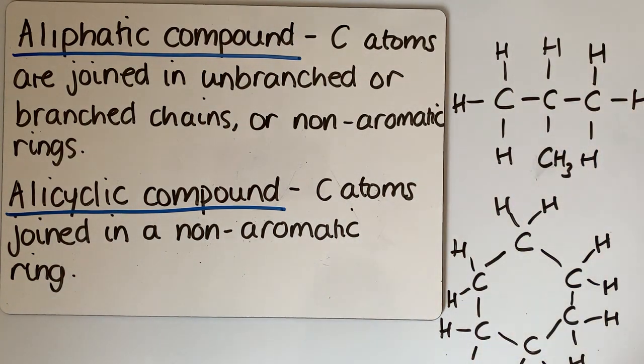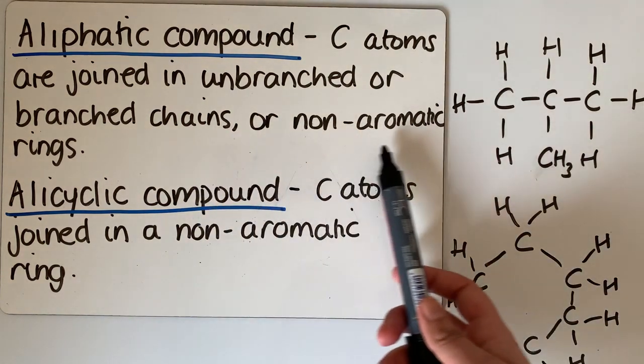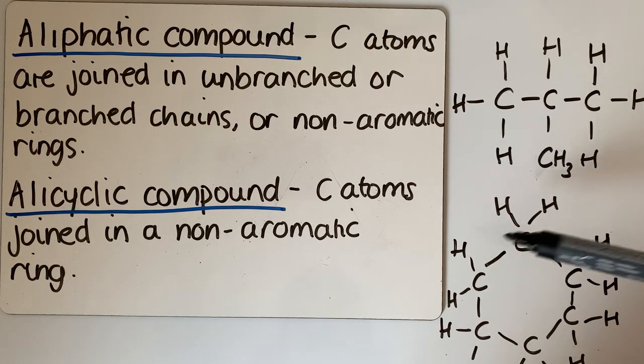But essentially this one over here is classed as an aliphatic compound. This one here is an alicyclic compound because it's carbon atoms joined in a non-aromatic ring. I will show you in a second what I mean by an aromatic ring. But the key thing to note here is that both of these are classed as aliphatic compounds. So an alicyclic compound is also an aliphatic compound because it has a non-aromatic ring, so it does fit this definition over here for an aliphatic compound. So this one here is aliphatic, this one here is both aliphatic and alicyclic.